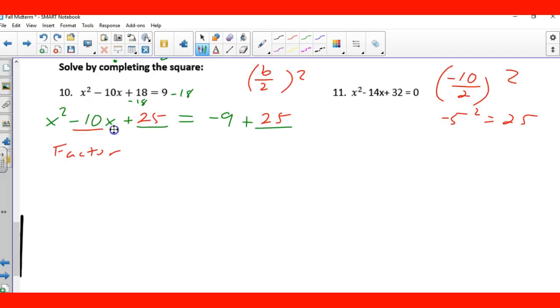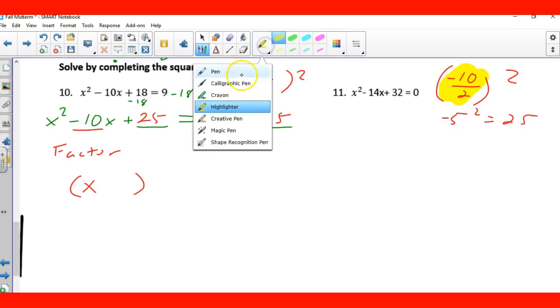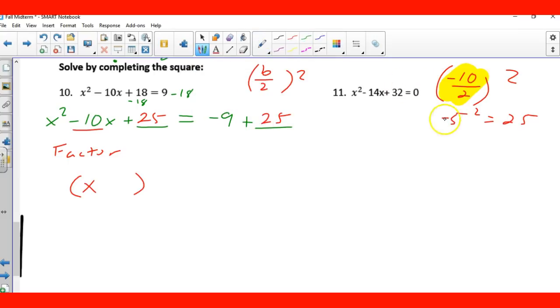Now, on the left side, we need to factor this. And factoring this is really easy. To factor this, all you gotta do is look right here in the parentheses. This won't fail. What is negative 10 divided by 2? It's negative 5. So negative 5, and we're going to square that. If I factor this, x minus 5 squared. And on the right side, 25 minus 9 is 16.